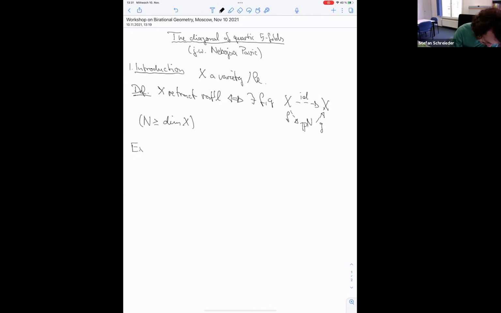And a simple example: when does this happen? If you multiply X with some other variety Y, and if this is rational, then X is retract rational. And why is that? Well, if this thing here is rational, it's birational to Pn. Everything in this diagram are rational maps, so you can replace Pn by this X times Y, and then F is the inclusion of a factor and G is the projection. So in particular, if Y can be taken to be a projective space, then one says that X is stably rational. And so in particular, stable rationality implies retract rationality.